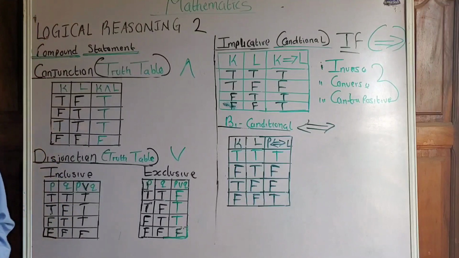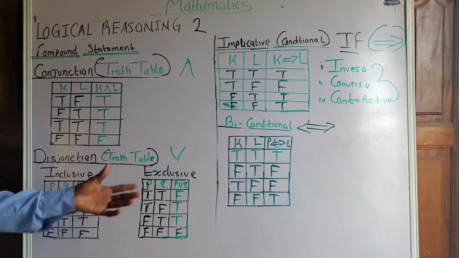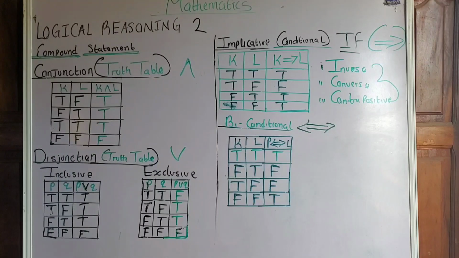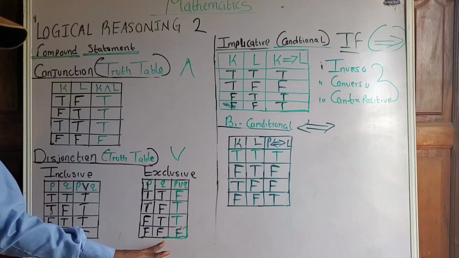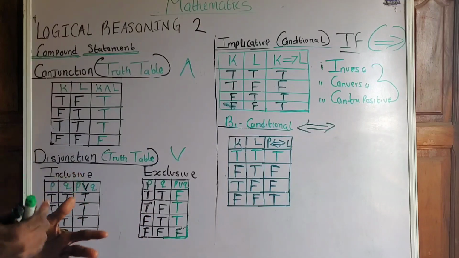I want to summarize what we've learned so far. In conjunction, this is the truth table: we have a conclusion that is false if either statement is false. In disjunction, we can have inclusive disjunction and exclusive disjunction, as explained earlier. For inclusive disjunction, we only have a conclusion that is false if both statements are false. For exclusive disjunction, we have a conclusion that is false if both statements are true or both statements are false. We can only have a conclusion that is true if one of the statements is false and the other is true.